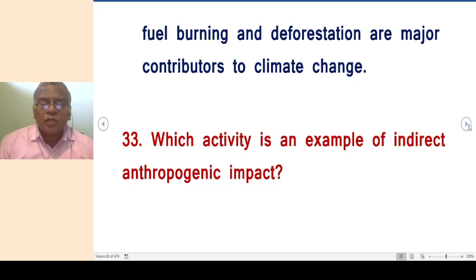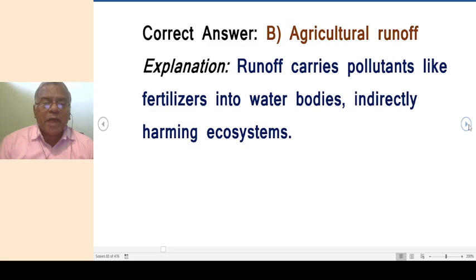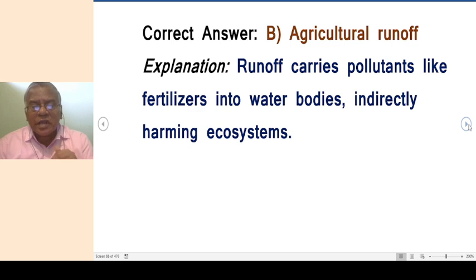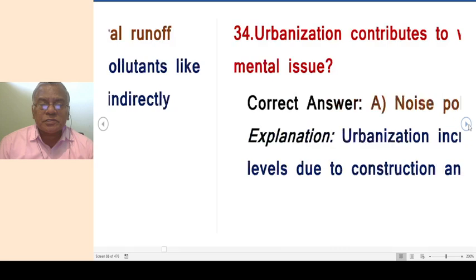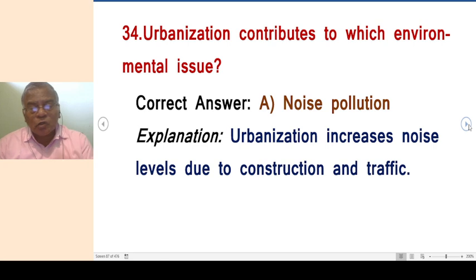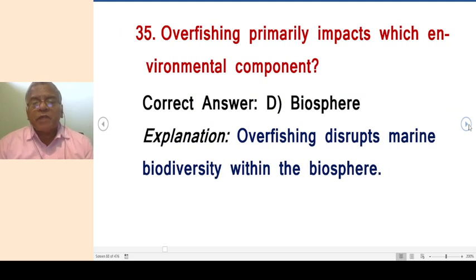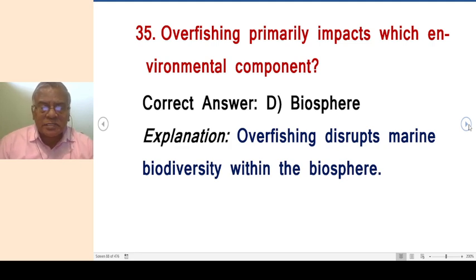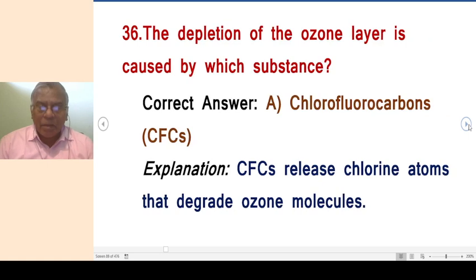Which activity is an example of indirect anthropogenic impact? That is agricultural runoff. Runoff carries pollutants like fertilizers into water bodies, indirectly harming ecosystems. Urbanization contributes to which environmental issues? That is noise pollution. Urbanization increases noise levels due to construction and traffic. Overfishing primarily impacts which environmental component? That is biosphere. Overfishing disrupts marine diversity within the biosphere, Earth.